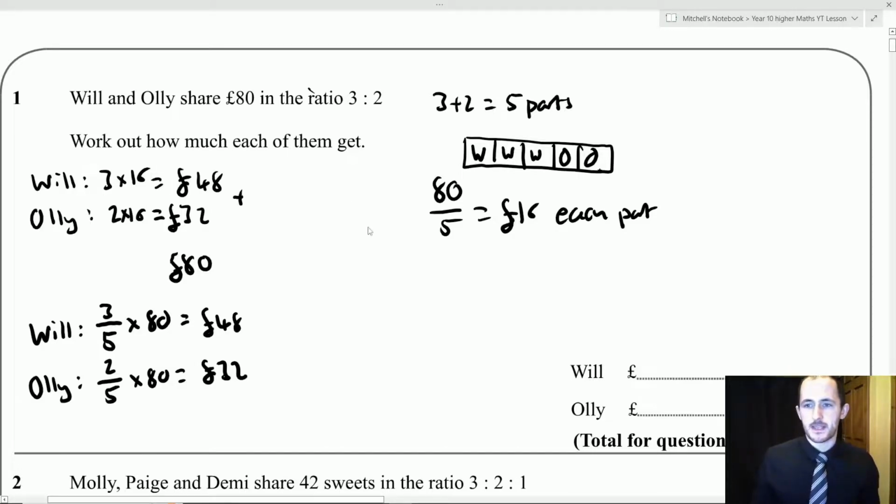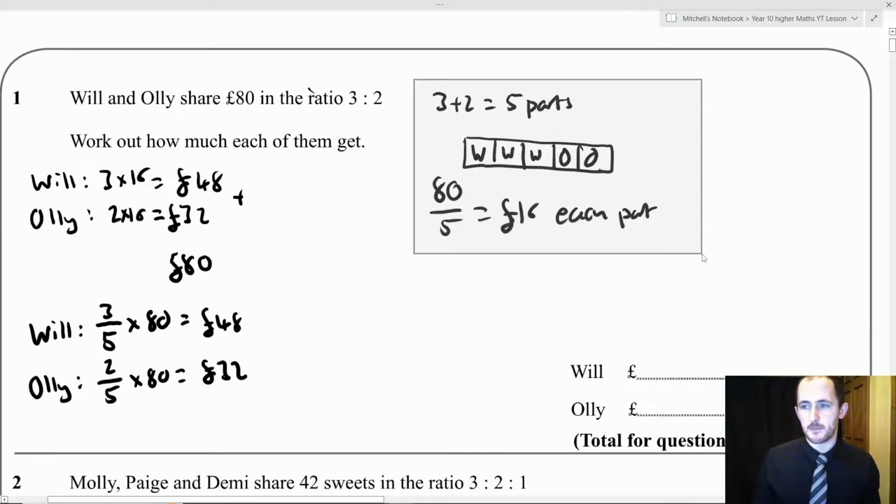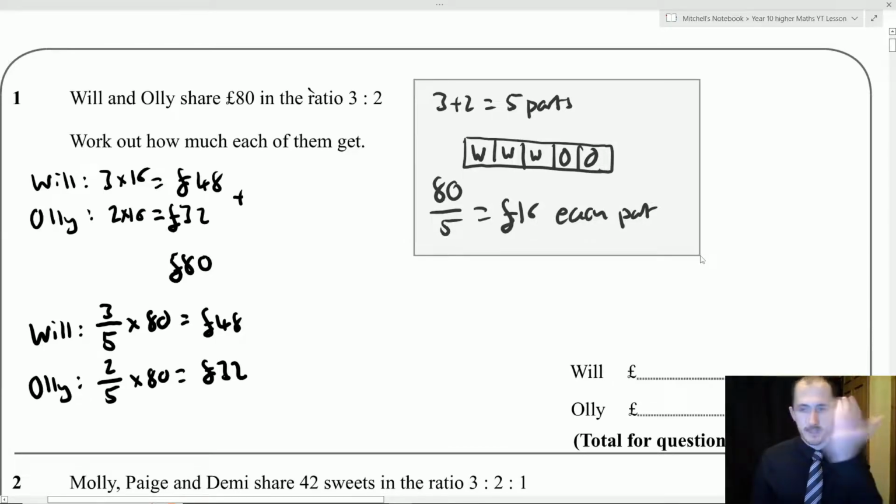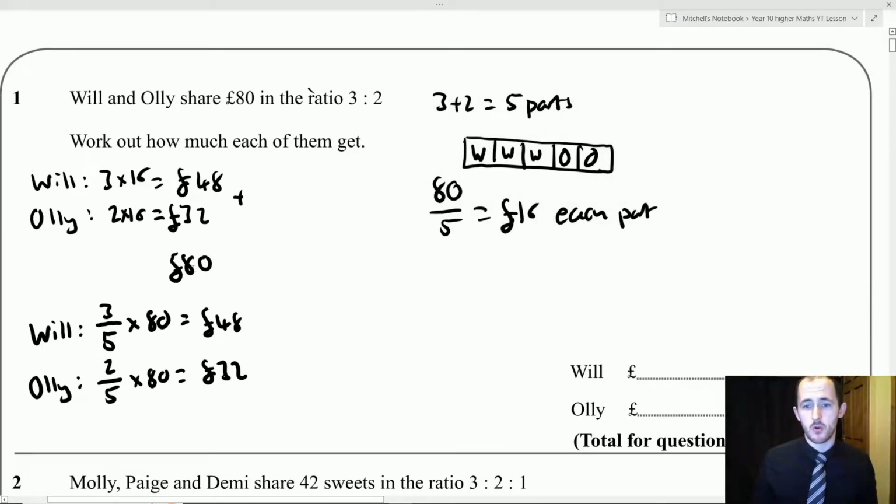But that's the basics of ratios. To share it, you can either visualize it, so make a bit of a block and say how many parts you've got, or you can use the fraction method here. Whichever one is preferable to you. But in future, I think I'm going to stick with the fraction method, if that's okay. If you're not sure about that, then let me know.